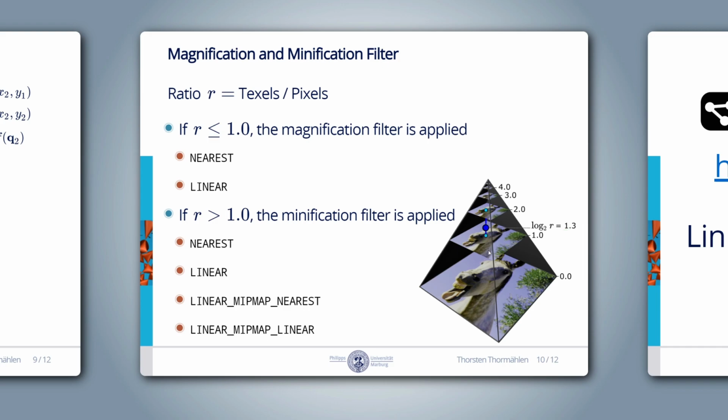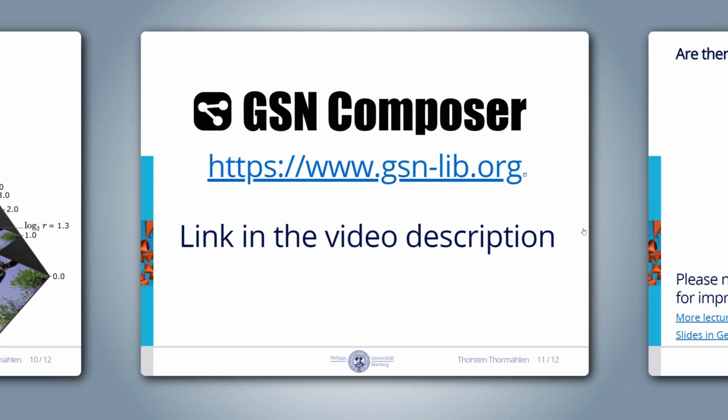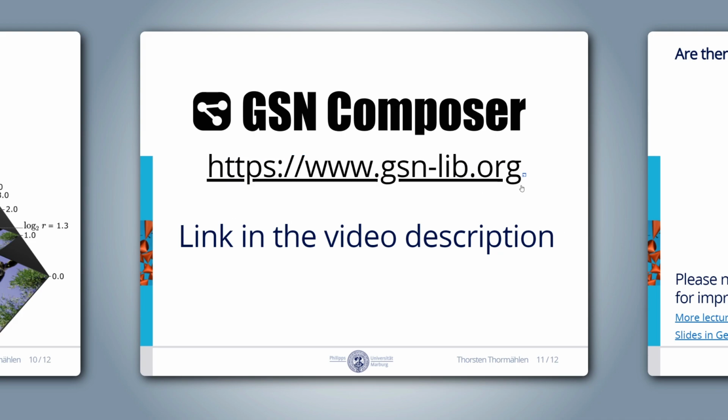So for a level value of 1.3, the weighting factor for this value is 0.7 and for this value 0.3 to obtain the final result. Now let's start with the implementation in GLSL. I will use the GSN Composer at gsn-lib.org as a shader editor here, but you can use any other shader editor as well. Links to examples that execute the same shader code using C++ or Java can be found in the video description.